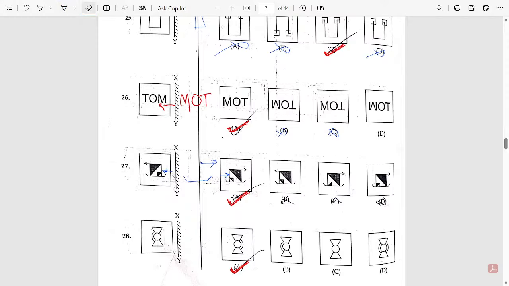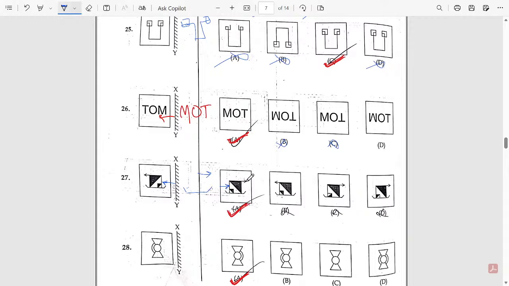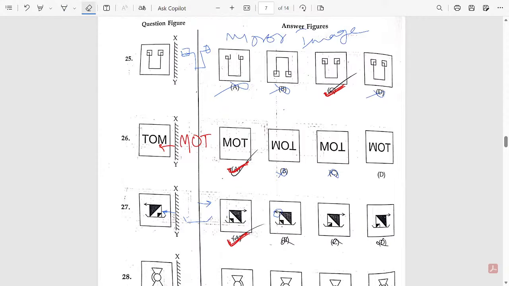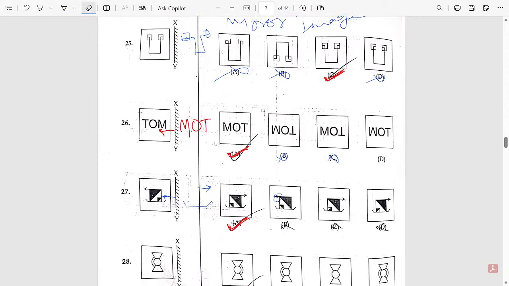Here this arrow, can you see this arrow? That is away from the mirror. But here the arrow is towards the mirror, so that is why it is not option A, that is B. Okay, so A is the answer here.